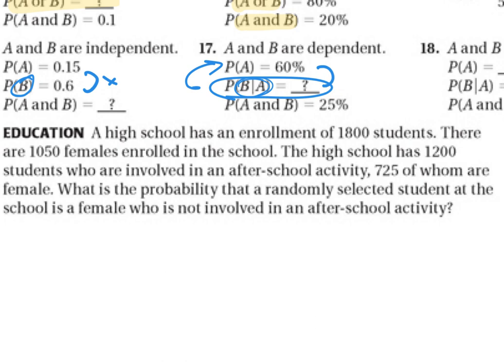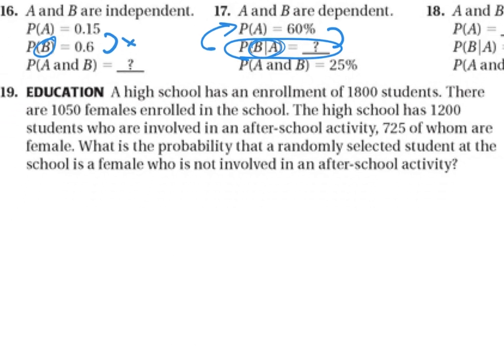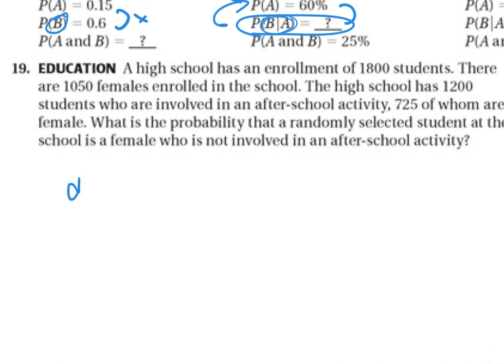Like 17 would be 0.6 times x equals 0.25. So you do 0.25 divided by 0.6. Yeah. But the wording on it is what's different. So like a drawer of socks.